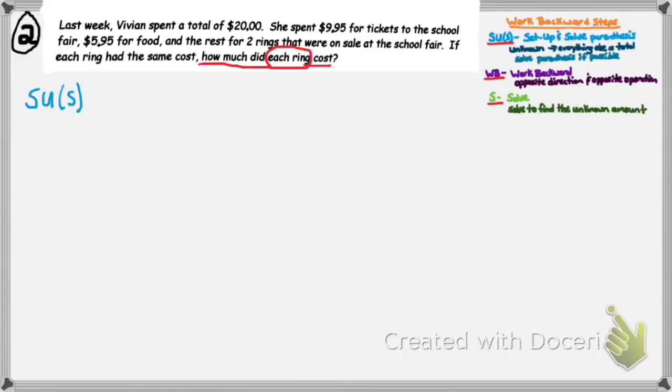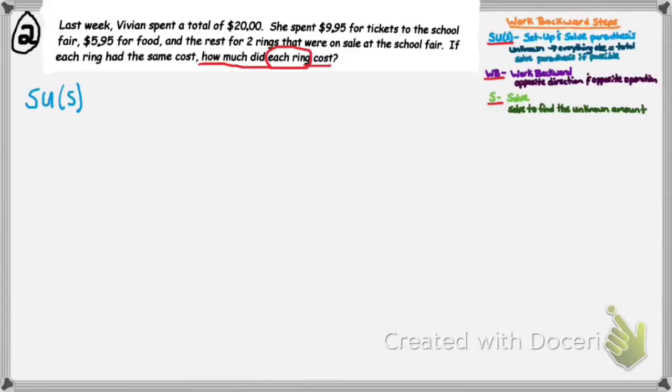Remember, the SU stands for setup. We have the unknown equals the total at the end and everything else in between. How do I know what the unknown is? The question tells me. How much did each ring cost? So the ring is the unknown.